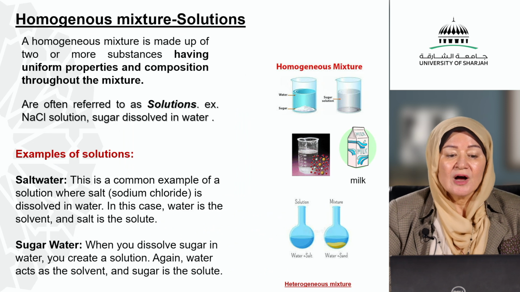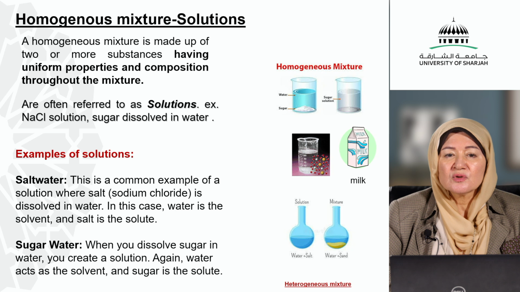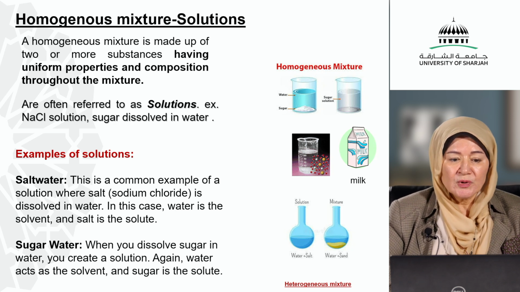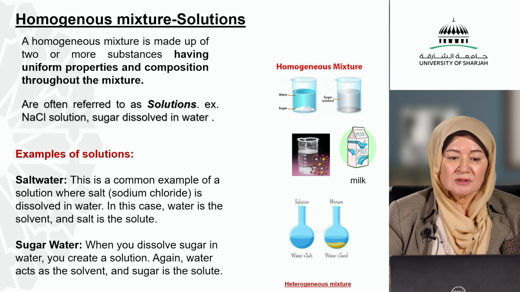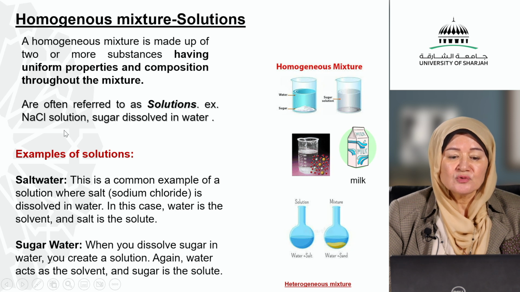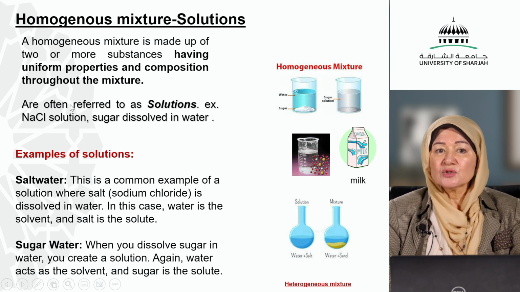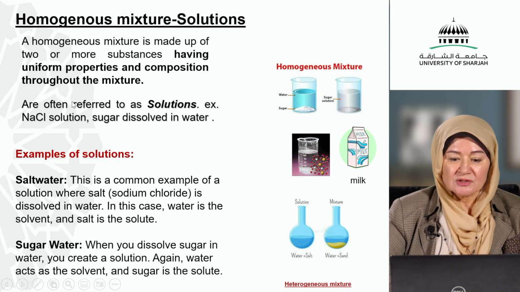Whereas if I have a homogeneous mixture, such as when I dissolve sodium chloride in water or sugar in water, it will be almost one solution, a homogeneous solution. Therefore, a homogeneous solution or mixture is made up of 2 or more substances having uniform properties and composition throughout the mixture. They are often referred to as solutions. Why? Because it's homogenized or homogeneous.